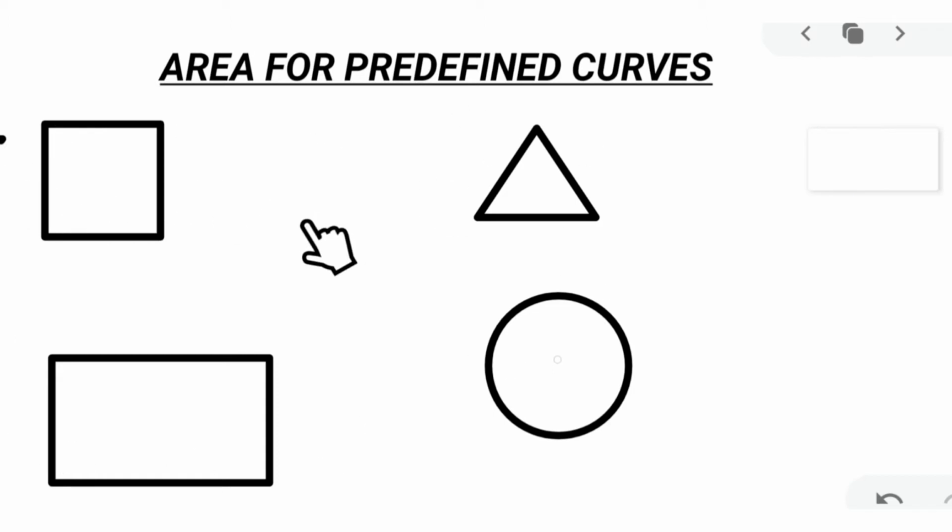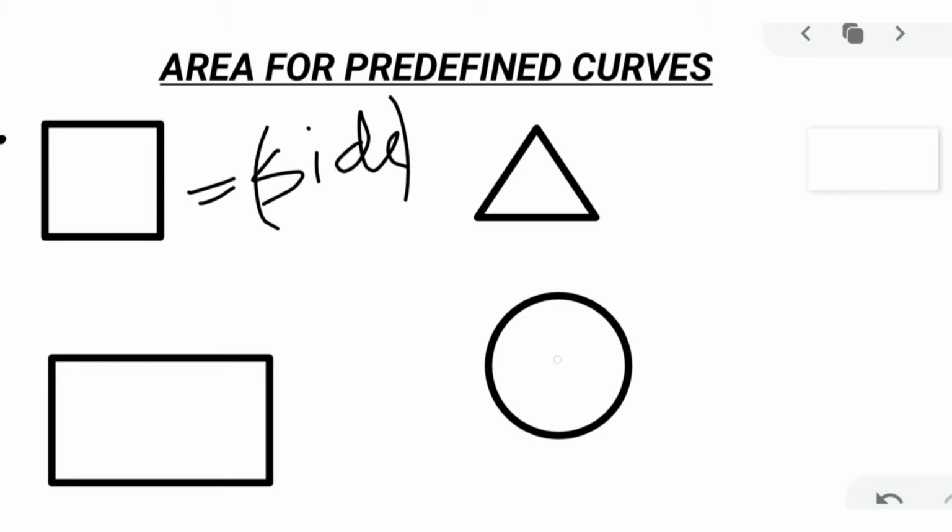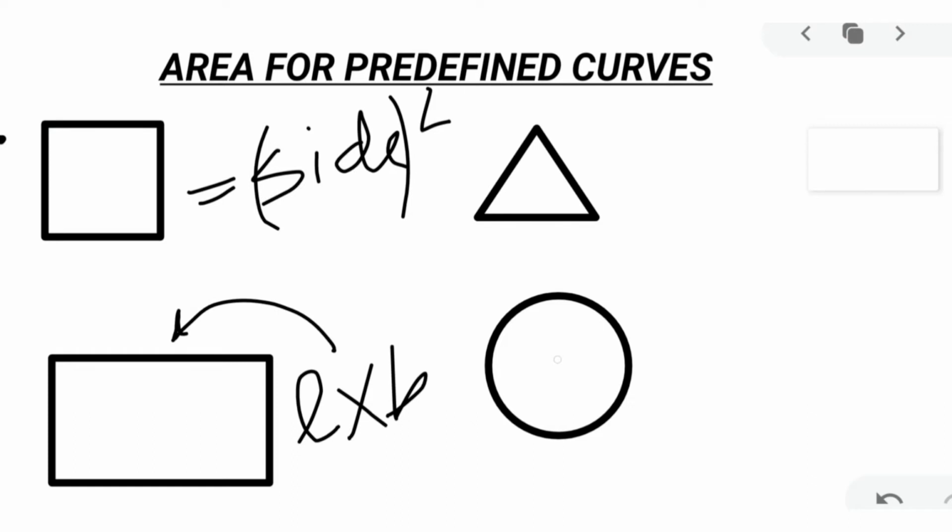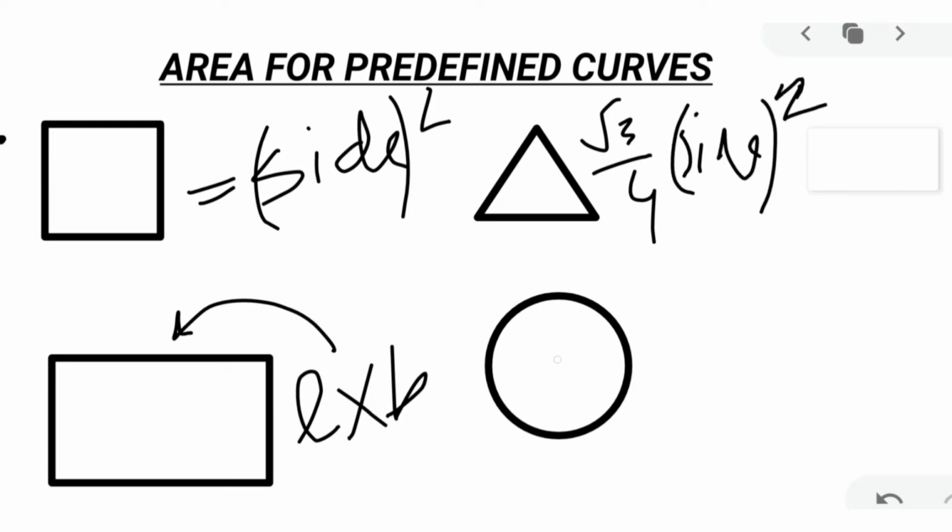So the formulas, we all know. The area will be side square for a square, length into breadth for a rectangle. For a triangle, it will be root over 3 by 4 side square, and for a circle it will be pi r square. We all know the areas of these predefined curves, the curves we already know, like we know how they will look.